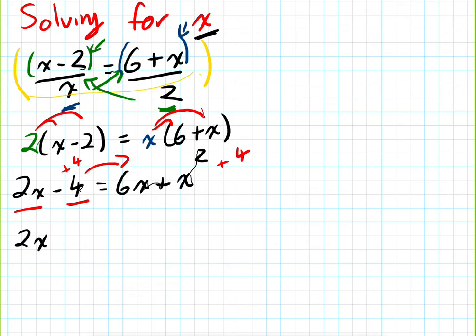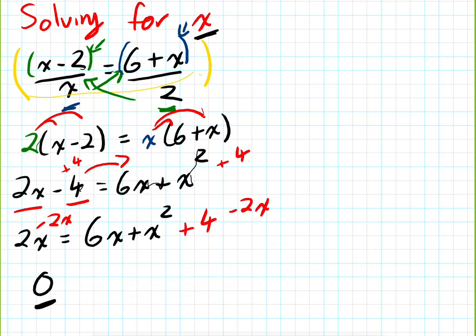So we'll still be left with 2x is equal to 6x plus x squared plus 4. And then I'm also going to subtract 2x on both sides of the equation. When I do that, the left side of the equation is now 0, which is pretty important for us. That's one of our goals, is to set this equal to 0 to see if we can use factoring to solve this. On the right side of the equation, we're still left with 6x plus x squared plus 4, and then minus 2x.